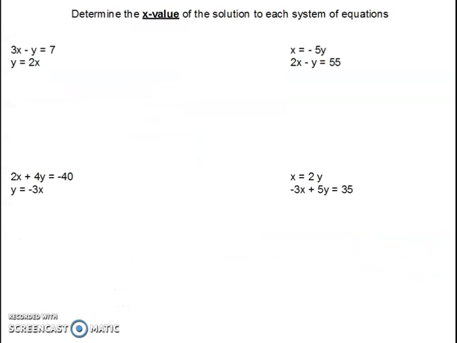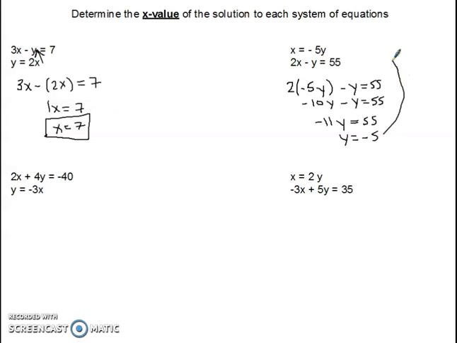The last thing I want to talk about is something you're going to come across later, where we only need to find the x value of the solution of each system of equations. So once we find the x value, we are done. So for example, I'm going to go ahead and solve this first equation. When I substitute y with 2x and solve that equation, I get an x value of 7, so I am done. In my next example, when I solve, I get a y value, so I need to go plug that in to find x, and x is 25.